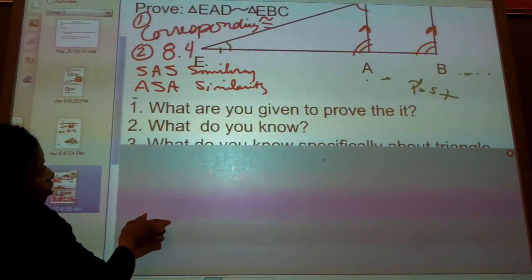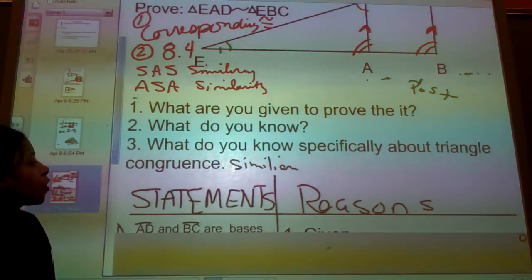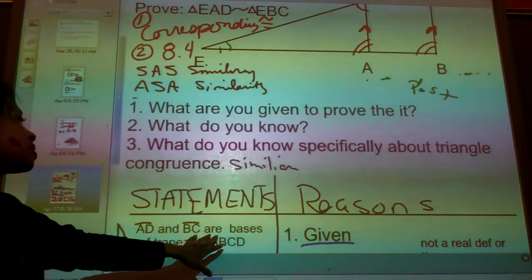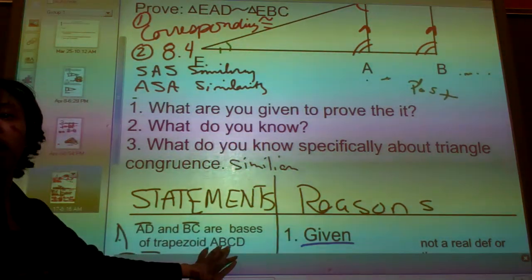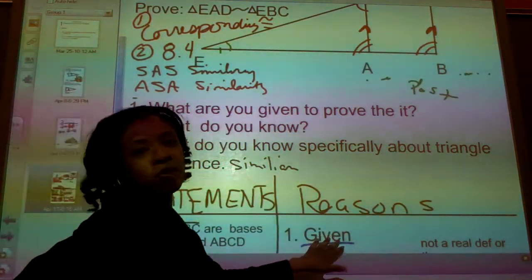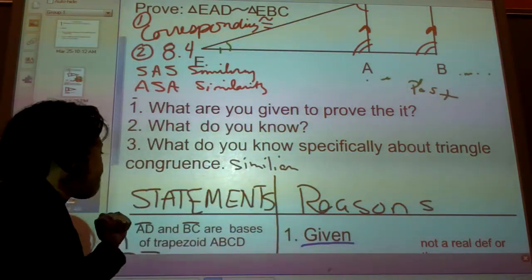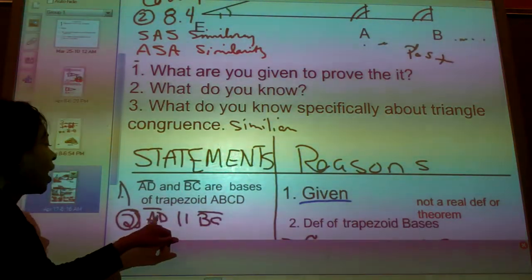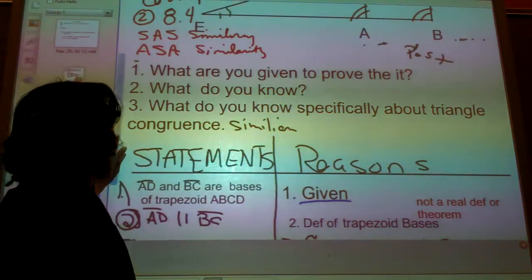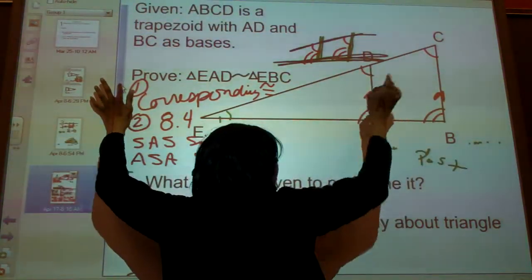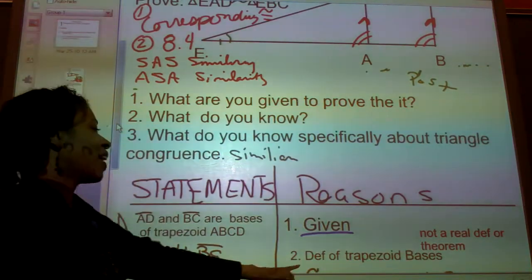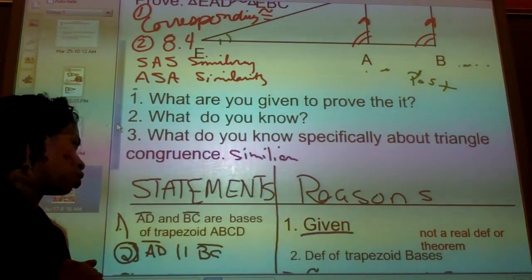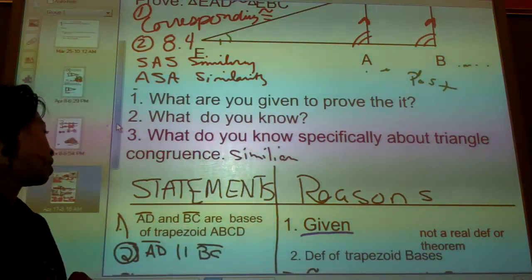And these are just quick review information on how to set up the proof. The first thing that I did when I was writing up the proof, AD and BC are bases of a trapezoid, ABCD. How do I know? That information was given at the tippy top. Number two, this is also what I wrote. I wrote that AD is parallel to BC. Back here, AD and BC are parallel. Okay, that's the definition of trapezoid bases. That was back in a few chapters ago. So if I know that, I can write that in.